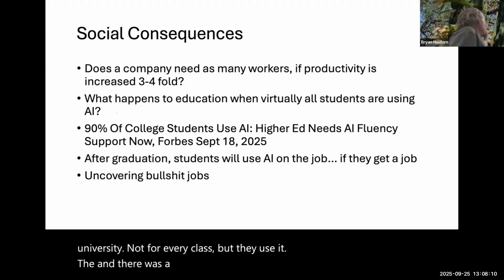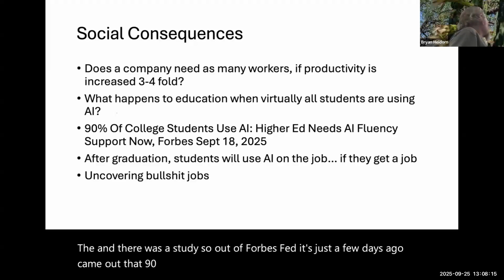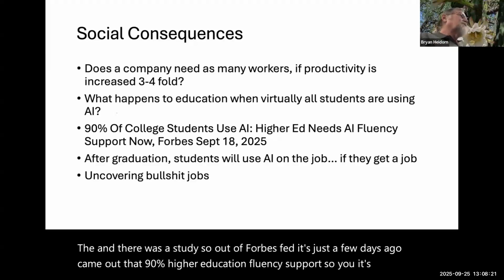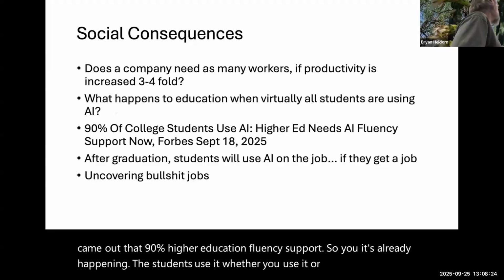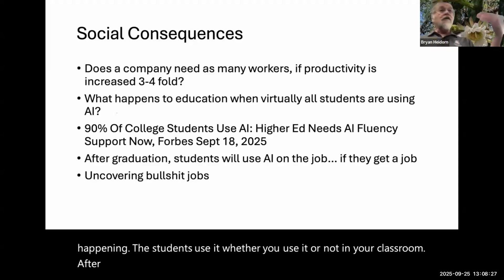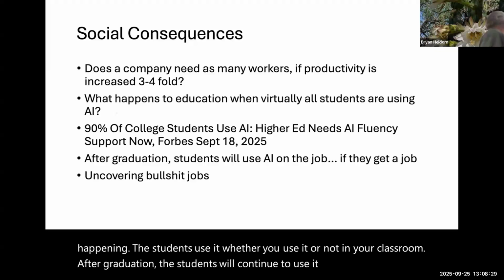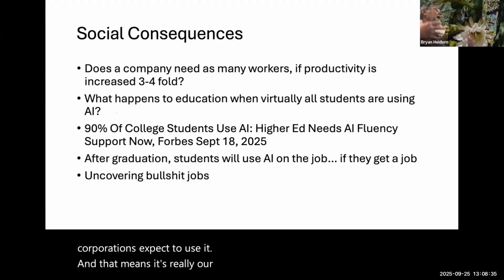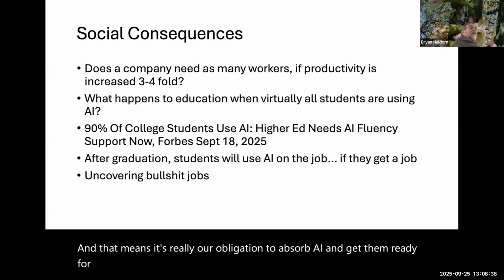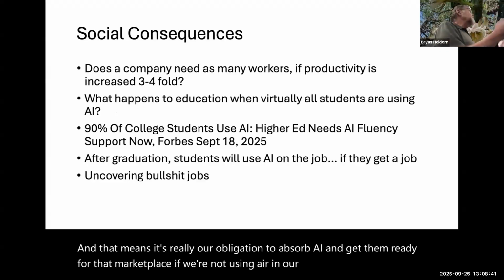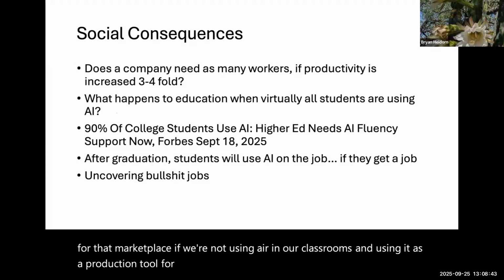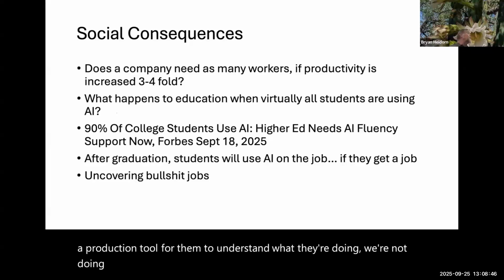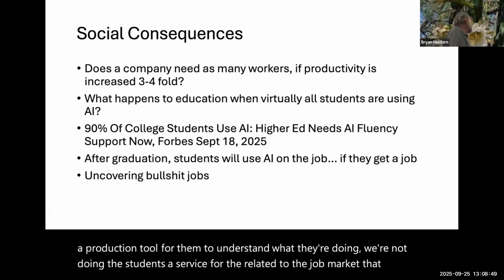There was a study out of Forbes, just a few days ago, that came out that 90% of higher education students use AI. So it's already happening. The students use it whether you use it or not in your classroom. After graduation, the students will continue to use it because the corporations expect them to use it. And that means it's really our obligation to absorb AI and get them ready for that marketplace. If we're not using AI in our classrooms and using it as a production tool for them to understand what they're doing, we're not doing the students a service related to the job market that they're going to be entering.